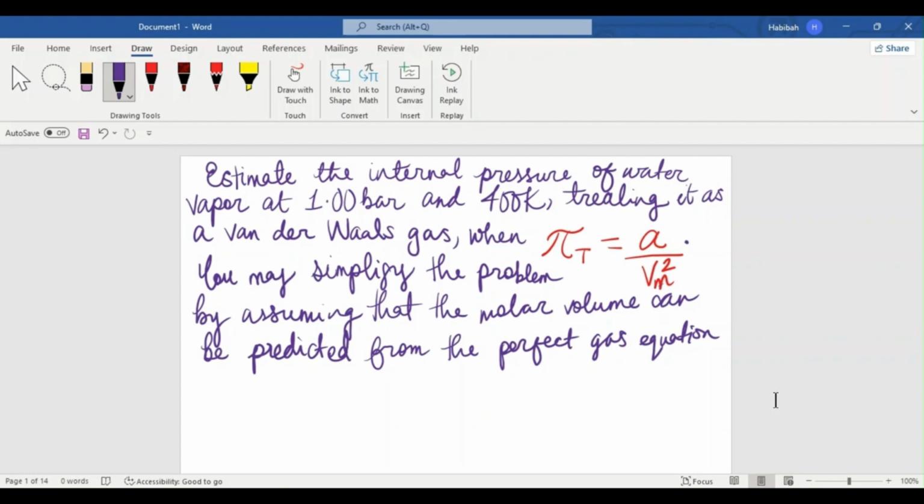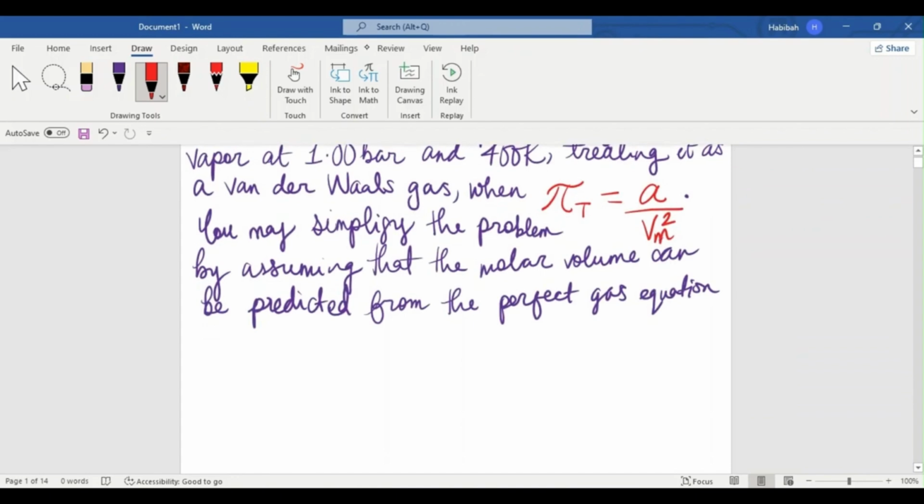Salam and welcome everyone. Today we're going to be working on the question on the screen that says: estimate the internal pressure of water vapor at 1.00 bar and 400 kelvins, treating it as a van der Waals gas when the internal pressure is equal to A divided by Vm squared, by assuming that the molar volume can be predicted from the perfect gas equation. As you can see, this question has a lot of words, but it's not a hard question.